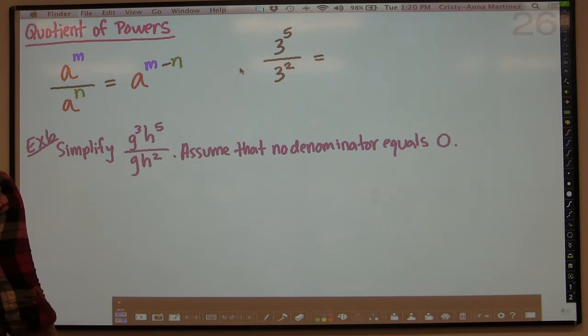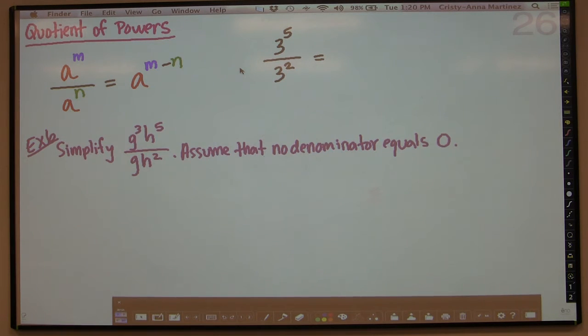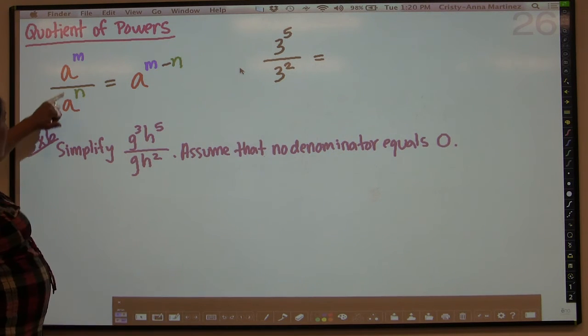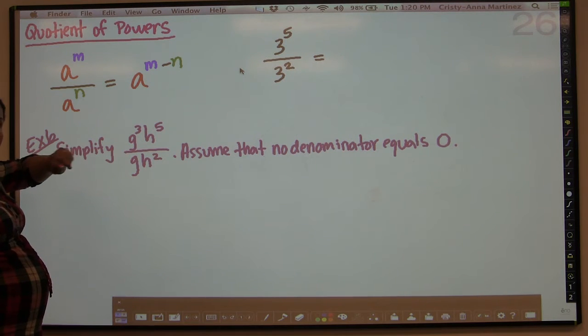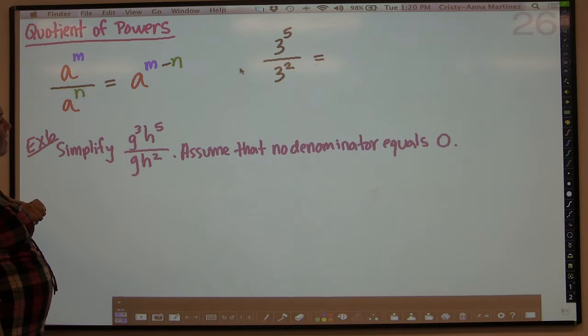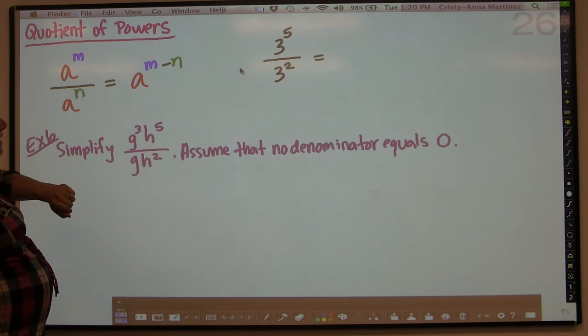And in 7.2, we have 4 examples to do. And we have the product of powers. Now we're talking about the division properties, which is, of course, the word quotient. So our rule of thumb for quotient of powers is when you have the same base and you're dividing, you subtract the exponents. When we're multiplying, you add the exponents. When you're dividing, you subtract the exponents.